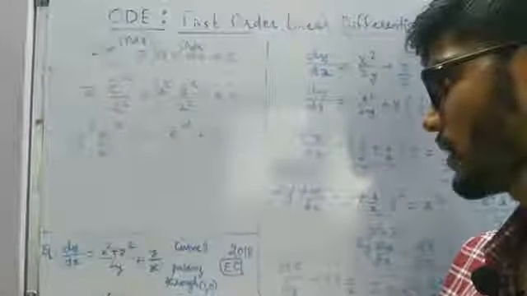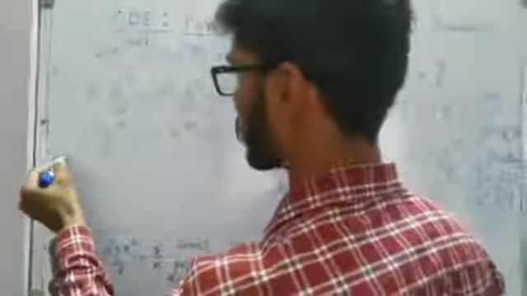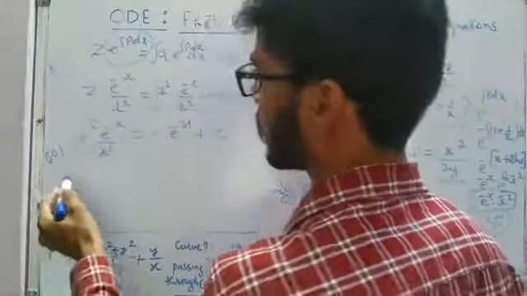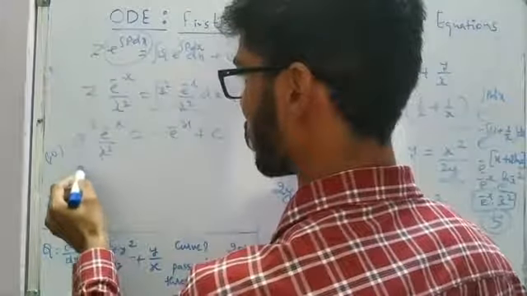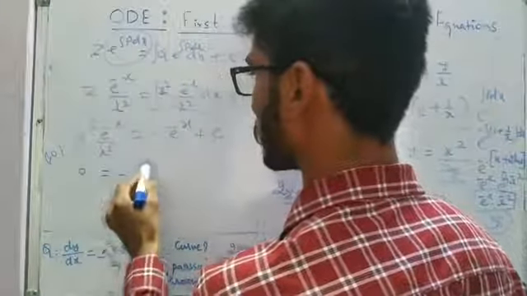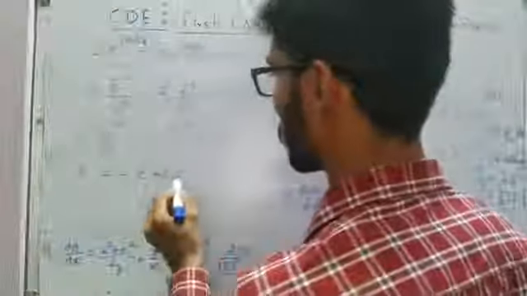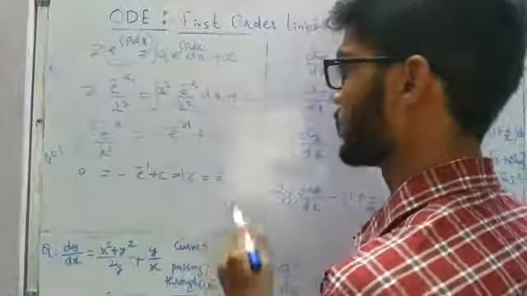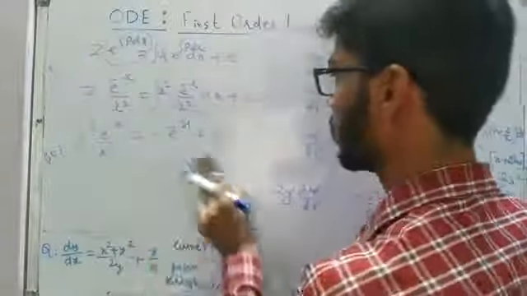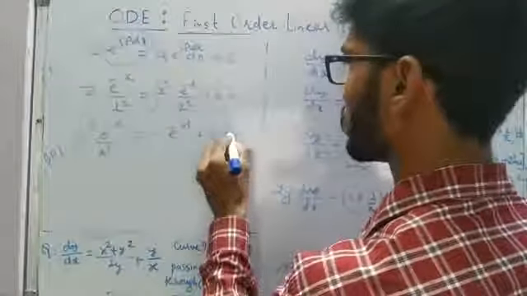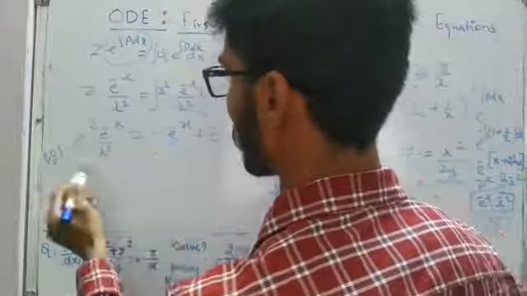But it was said that this curve is passing through (1, 0). So we can satisfy the value x comma y is 1 comma 0. So x is 1 and y is 0, so this is nothing but 0 equals minus e^(-1) plus c. From here we get c equals e^(-1), so I'll substitute c equals e^(-1), and let's bring this e^(-x) to this side.